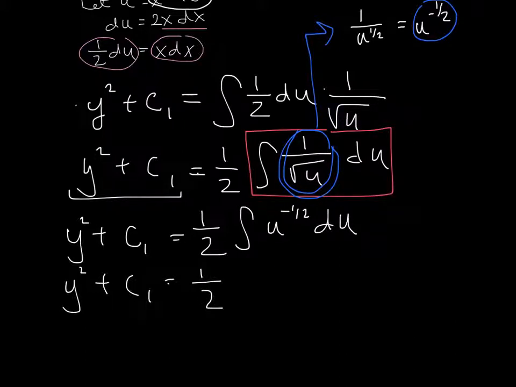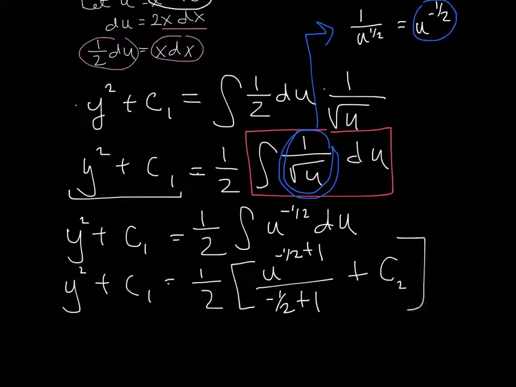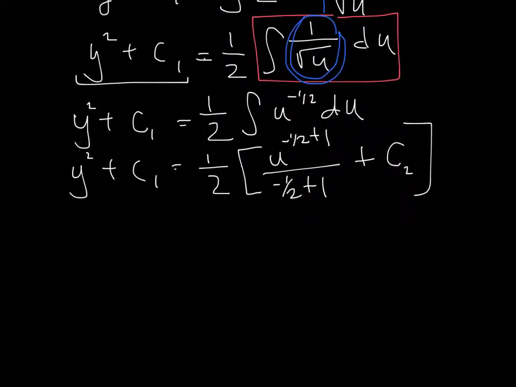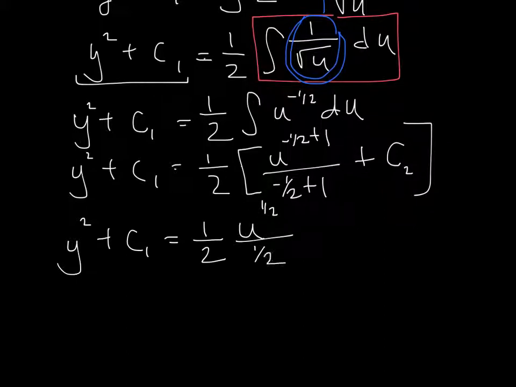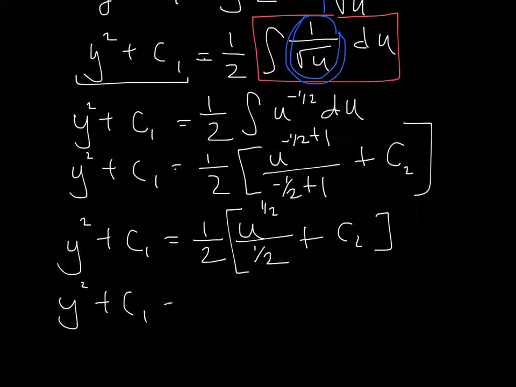And we have a half, and then this is just going to be, well, we could put brackets, u to the negative 1/2 plus 1 over negative 1/2 plus 1, plus our second constant of integration. Let's simplify this a little bit. We have 1/2, and then u to the 1/2, right? 1 minus a half divided by a half. Let's keep the brackets, and this is C2.